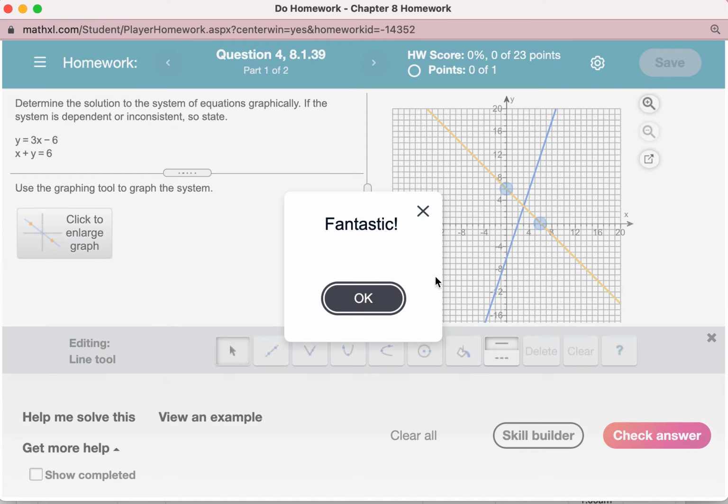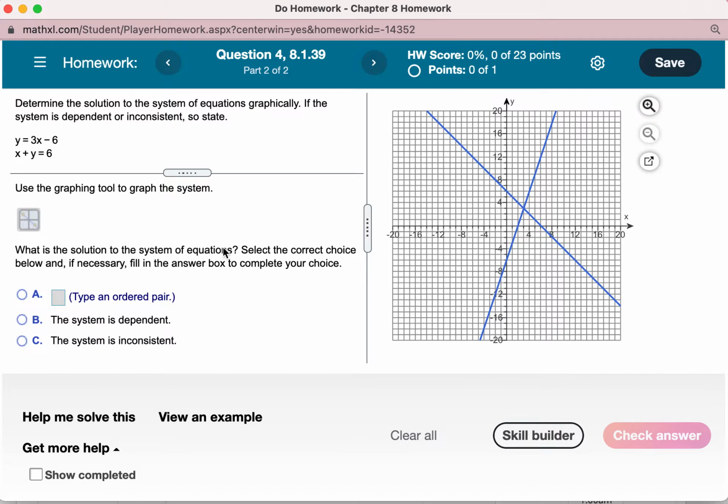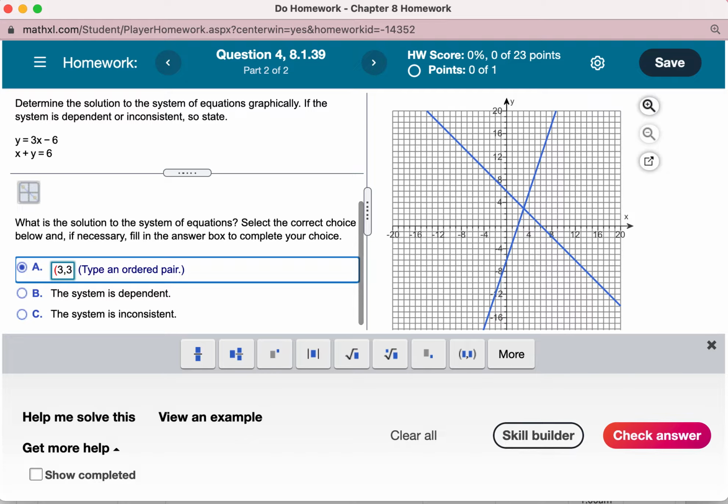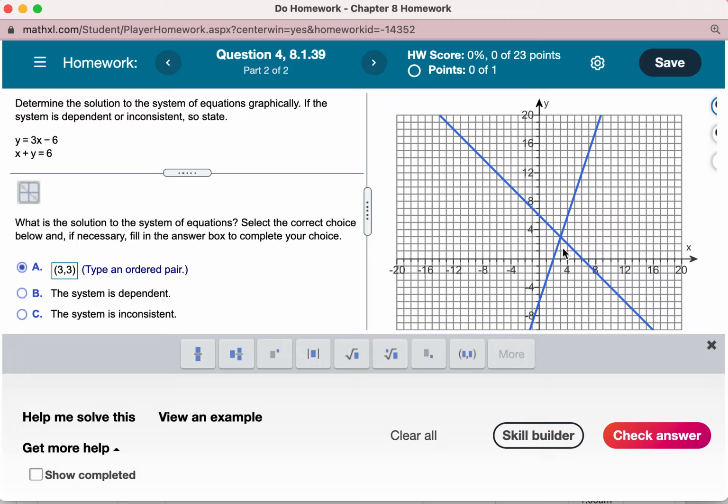Let me see if I can get to, I think there's a second part. It says, what's the solution? The solution of any system of equations is where the two graphs cross. So it looks like they cross at 3 on the x-axis and 3 on the y-axis for mine. It's kind of small. That looks right.